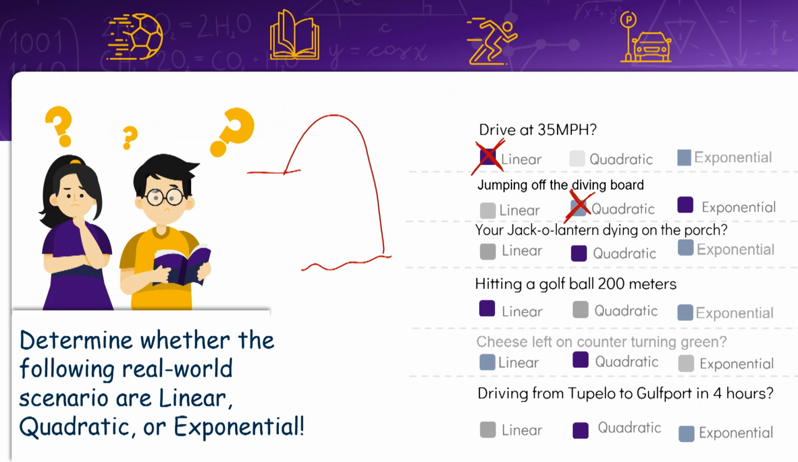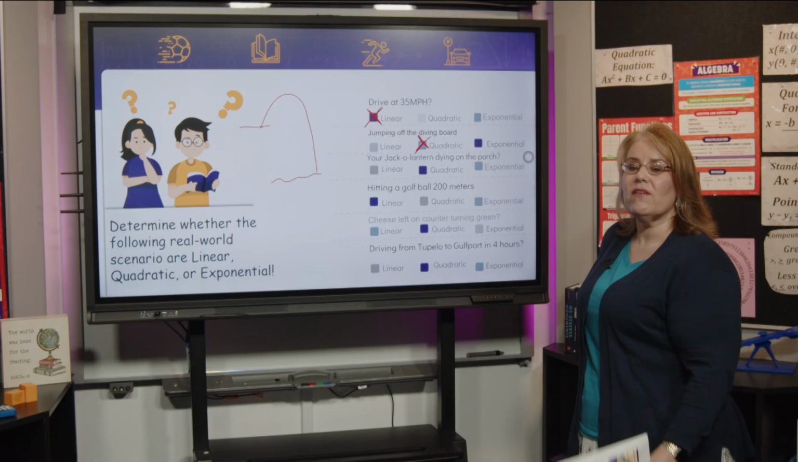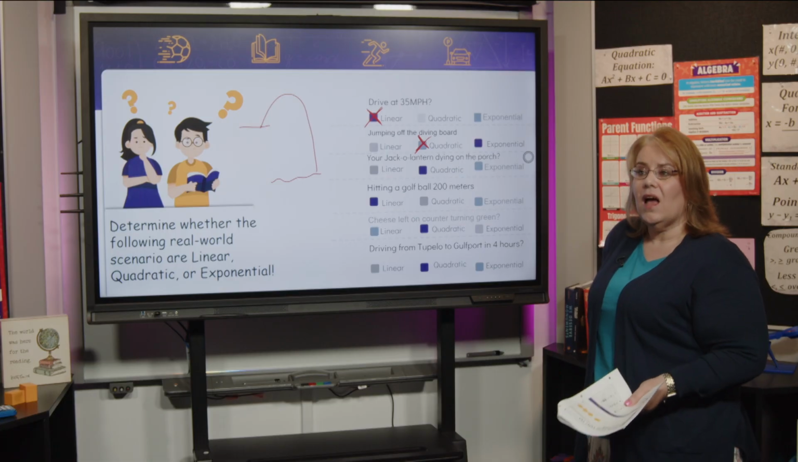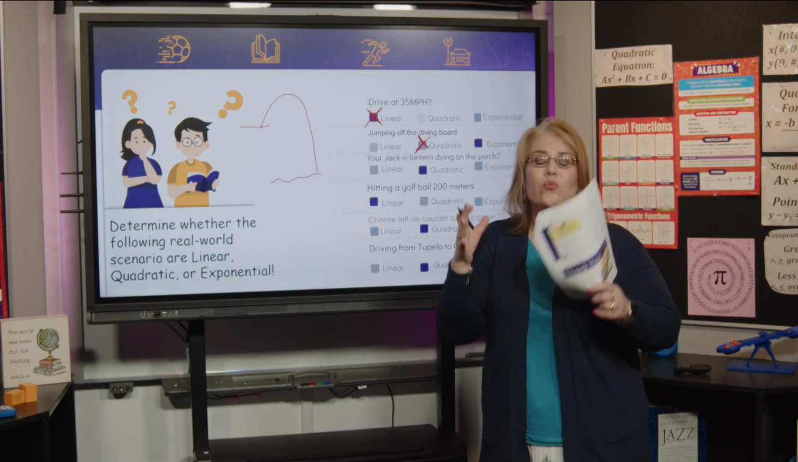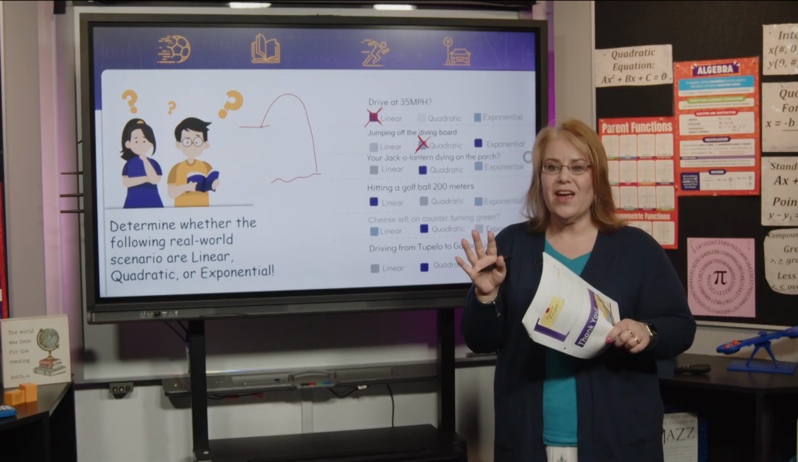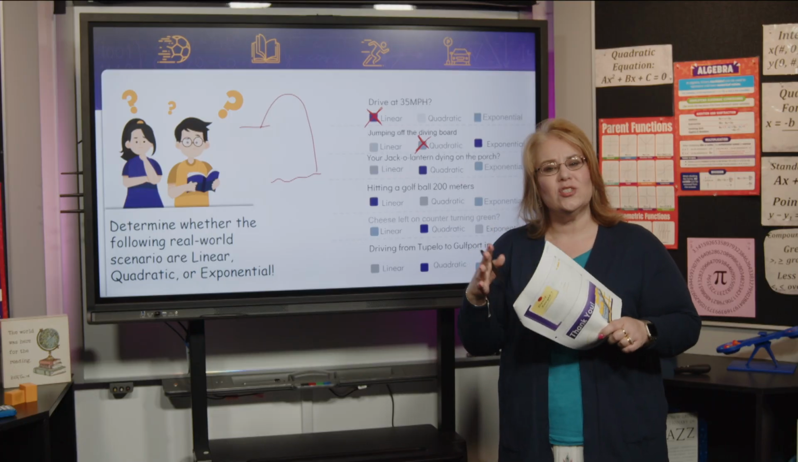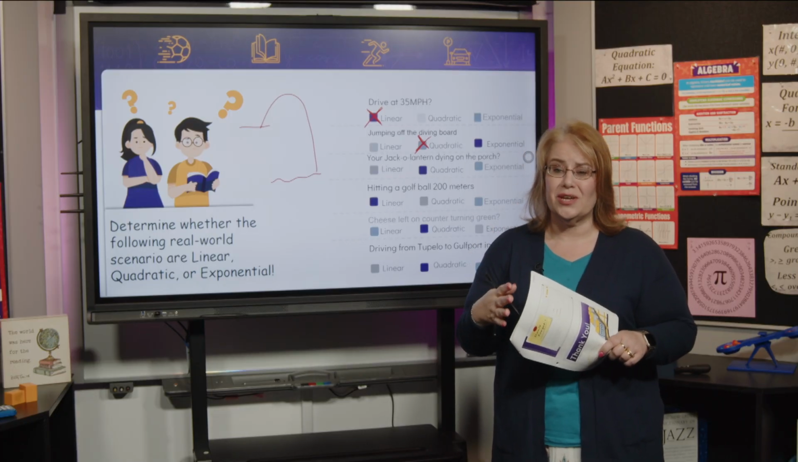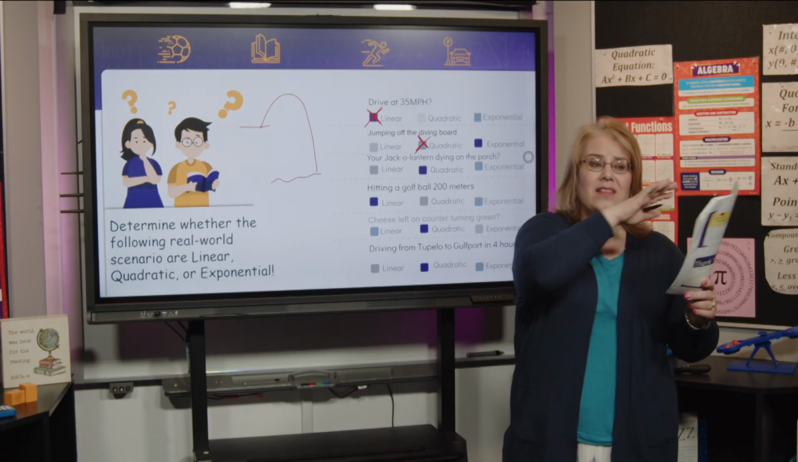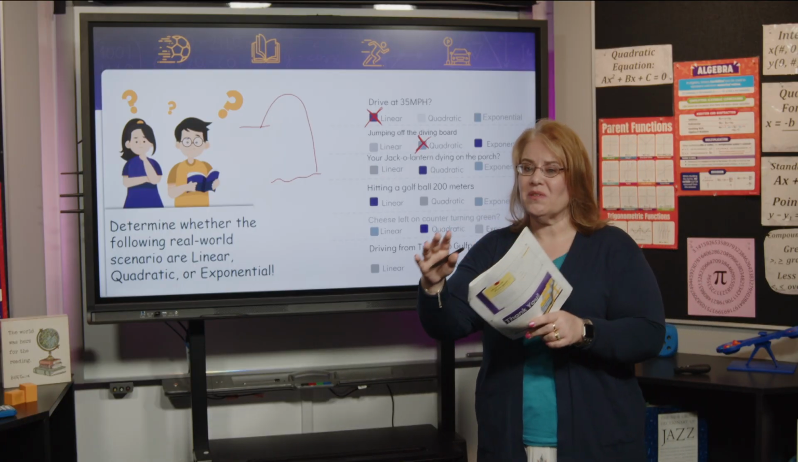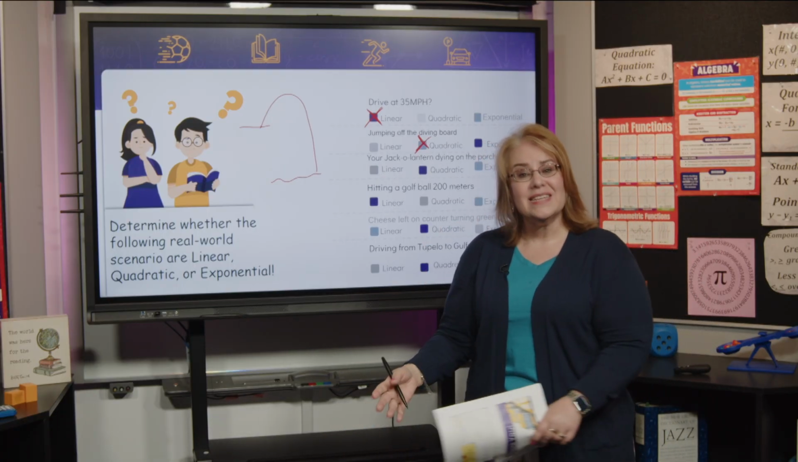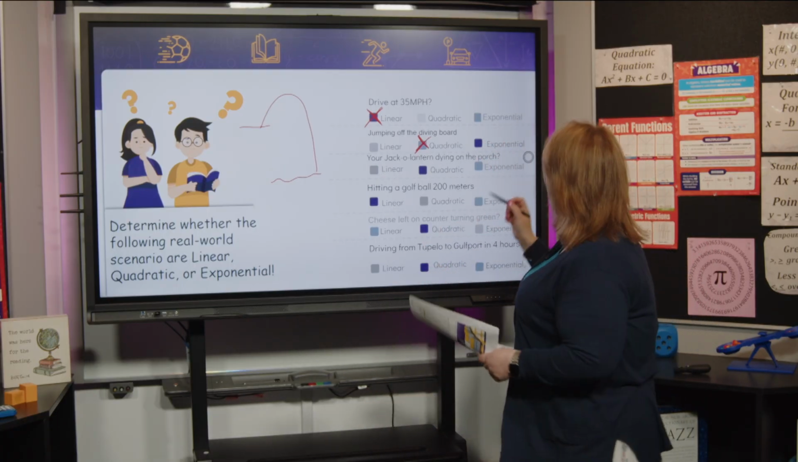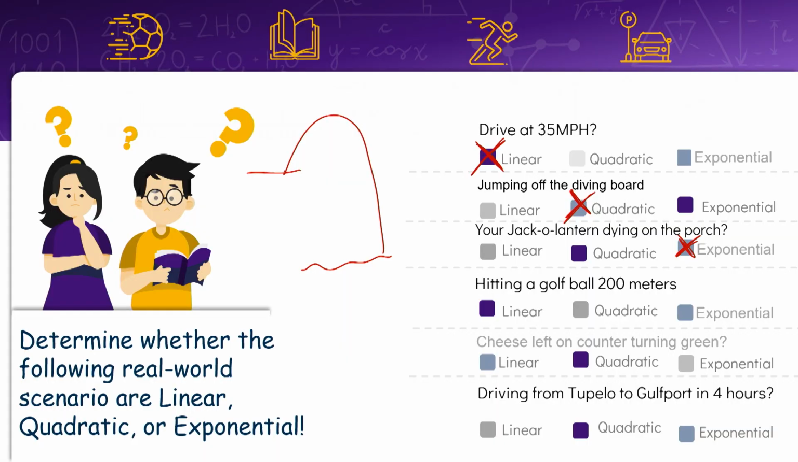Okay, your jack-o'-lantern dying on the front porch. Now, the first couple of days in October, your jack-o'-lanterns look really, really pretty. They're really, really scary. And about day 20 to 25, it starts looking really, really bad. So it looks fine, and then it really starts to look really bad. So that's going to be a what? Exponential. Good job.